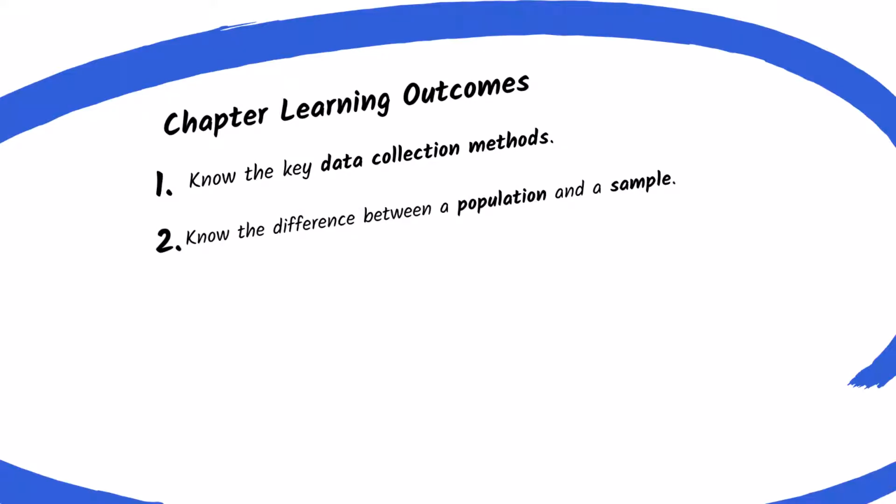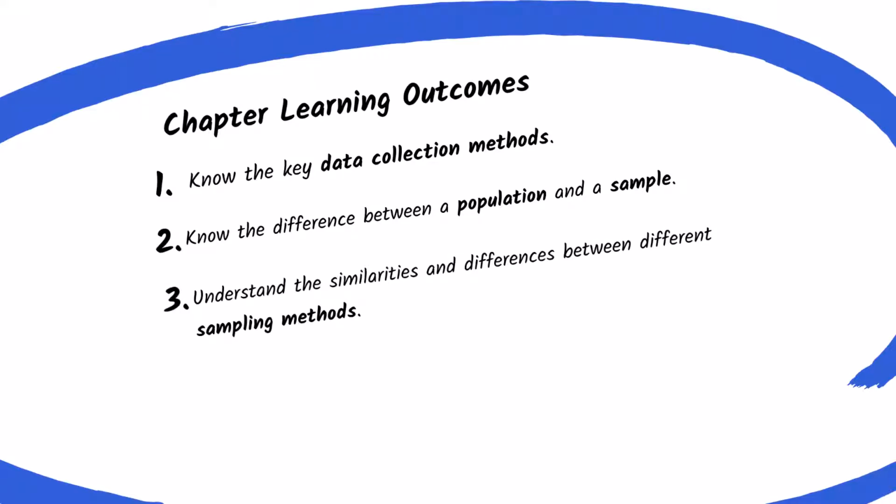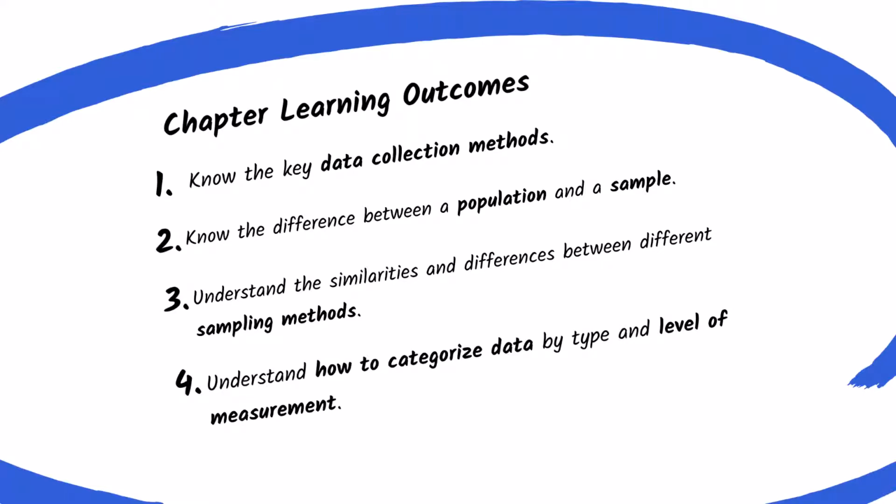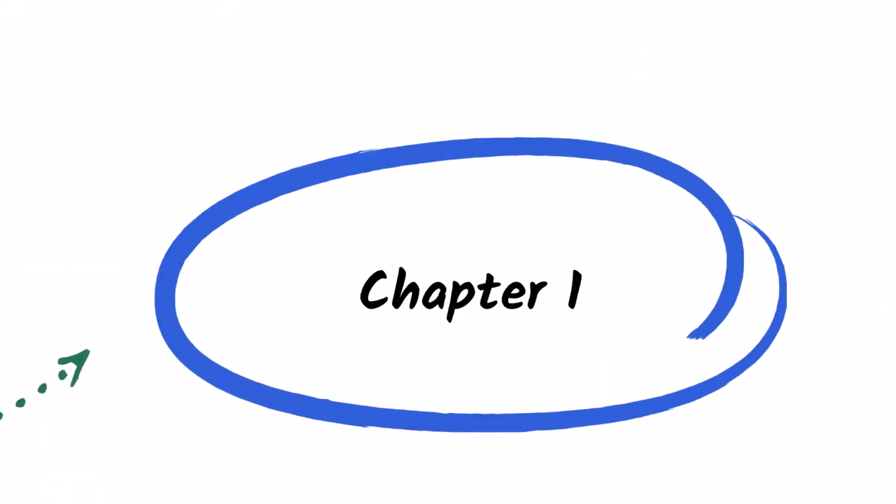Next, we'll talk about the difference between a population and a sample, and then we're going to get into the various sampling methods. We'll cover both of these topics in the Chapter 1.3 video. Finally, we will wrap up with the Chapter 1.4 video on the categorization of data by the different data types and how we measure those values for each type.